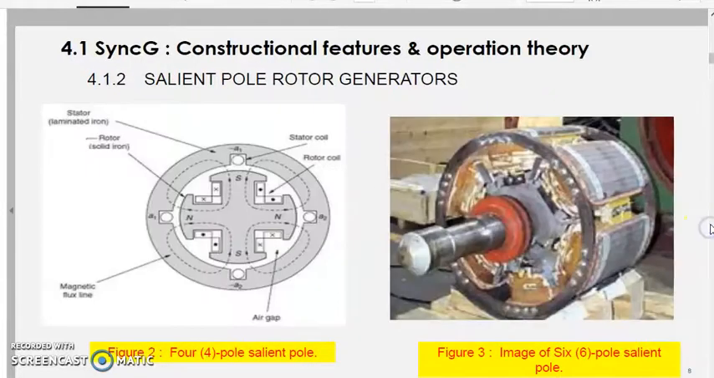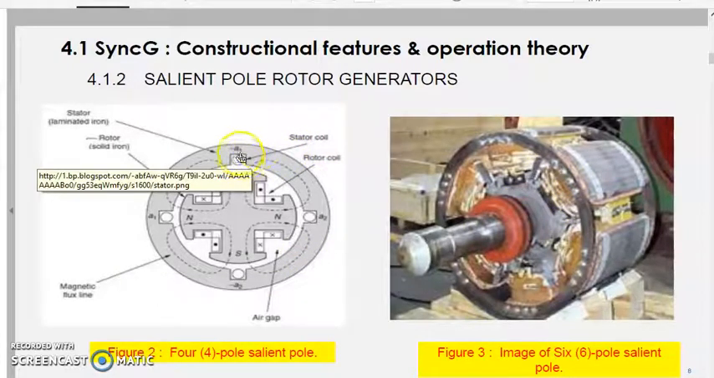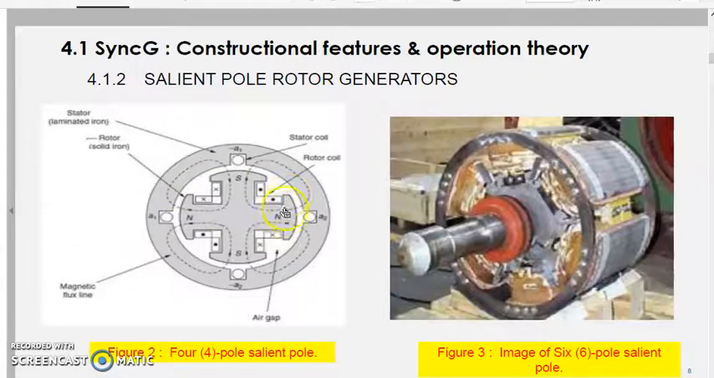Okay, we have a salient pole rotor generator, and this is the construction of the salient pole. You have the stator coil here. At the rotor parts, we have the coil wound on the protruded poles. This is the construction of a 4-pole salient pole. This is the image of a 6-pole salient pole generator.